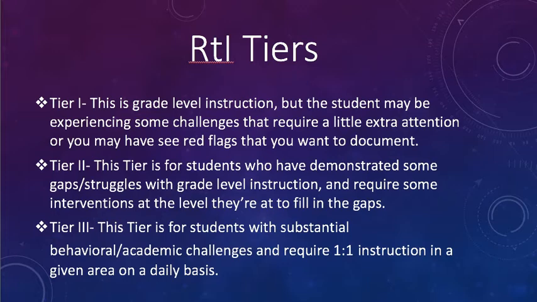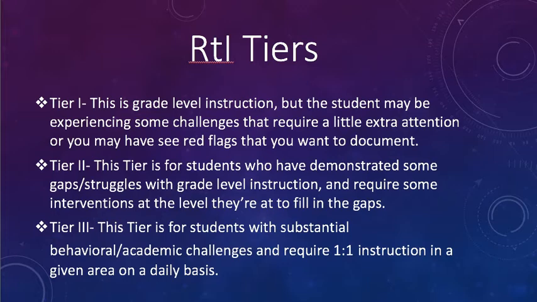With regard to Tier 2, Tier 2 is where students have demonstrated some gaps and some struggles with grade level instruction and require some interventions that will be given at the level that they are performing at in order to try to fill those gaps. These students will need a meeting to discuss those goals and concerns so that we can develop an appropriate plan and a course of action. We talked about that D, direction. We want to make sure we know what direction the student is going in. And Tier 3.